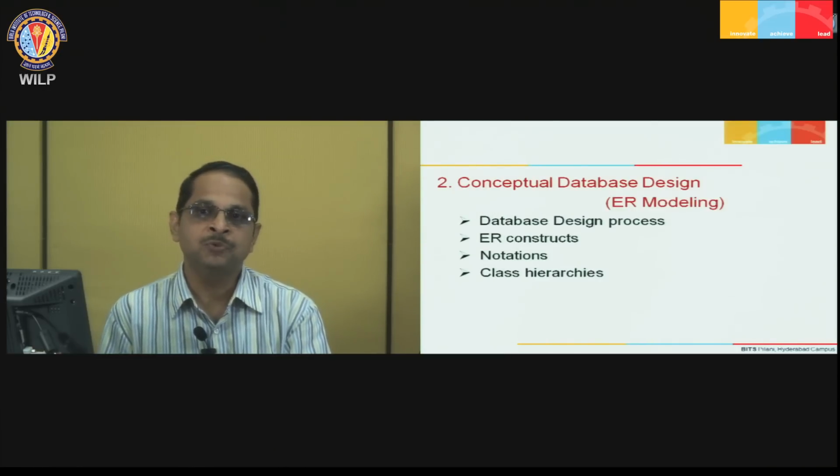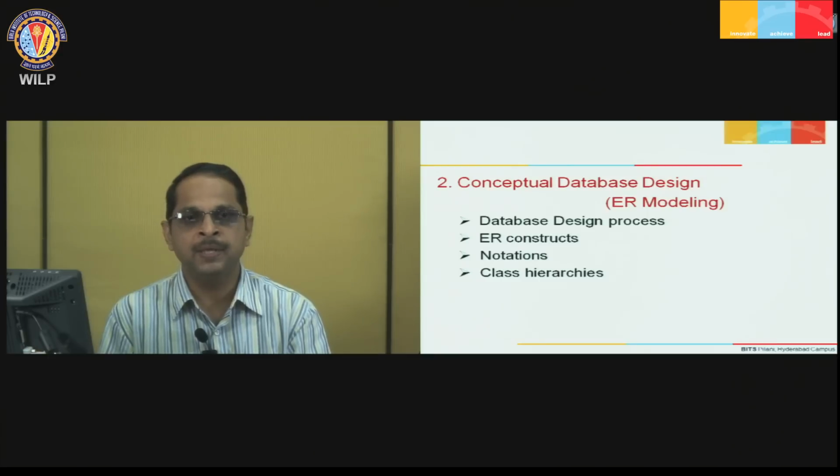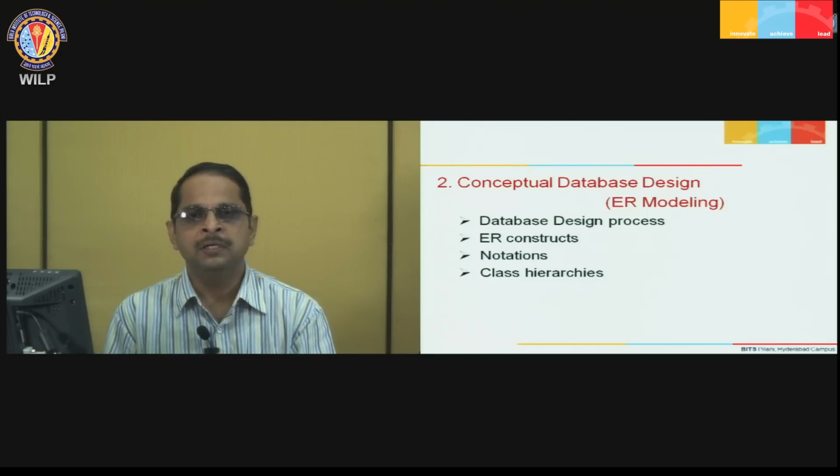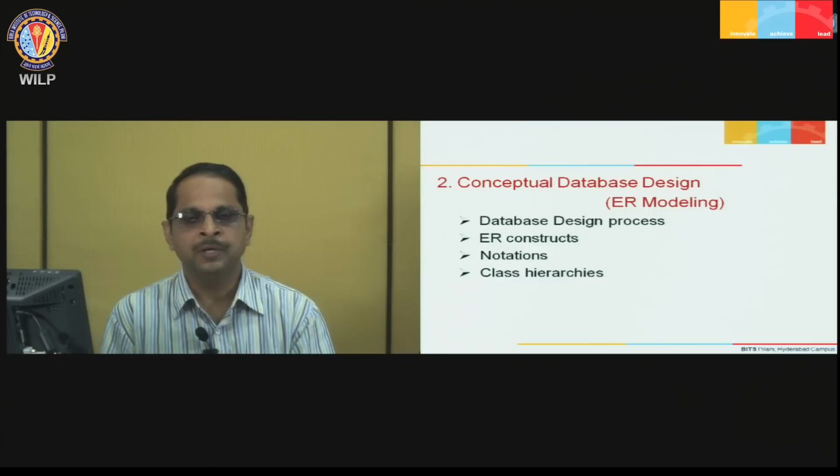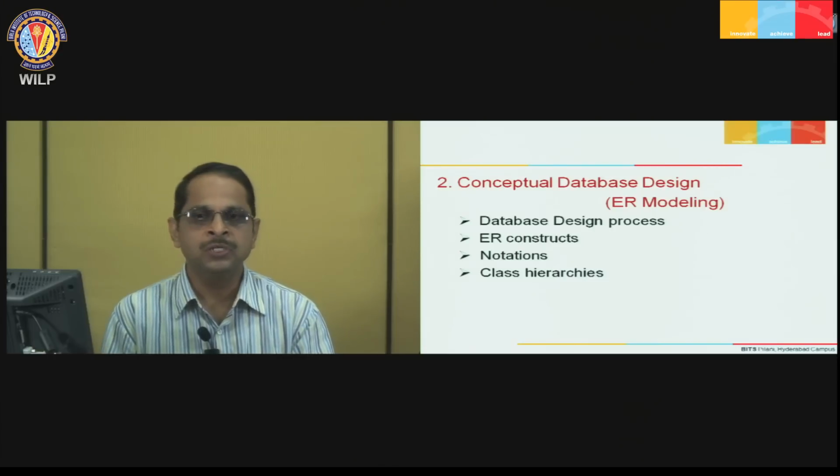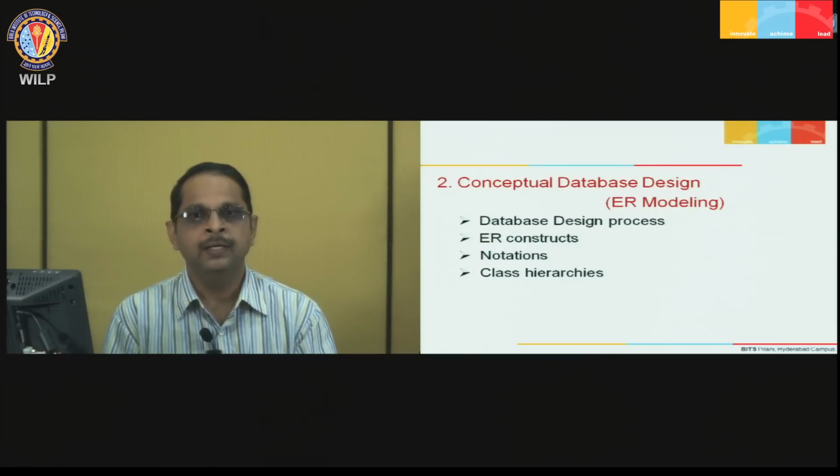Next, we moved on to conceptual database design, where we have used the ER modeling for designing the database at very high level. And in this, the concepts or the constructs we are using are more or less same as what an end user can understand. We try to describe the database in terms of entities, properties and the relationship between the entities. We have seen various notions in ER modeling and the notations, that is the symbols used in ER modeling. We have also captured how to model the class hierarchies in ER diagrams.